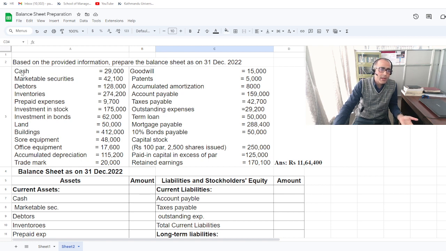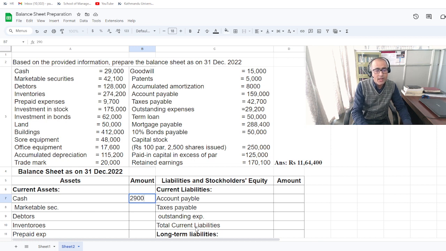Now look at your cash part. Cash is part of current assets, the most liquid asset. Okay, friends, see, your cash is about 29,000. Next is marketable security, which is 42,100. Now debtors, or we say accounts receivable: when you are selling goods on credit, that is called debtors. That's 1,28,000. Then the next one is your inventories.